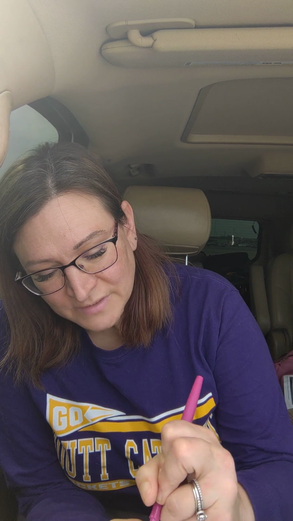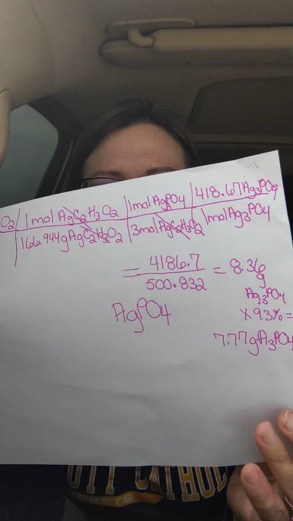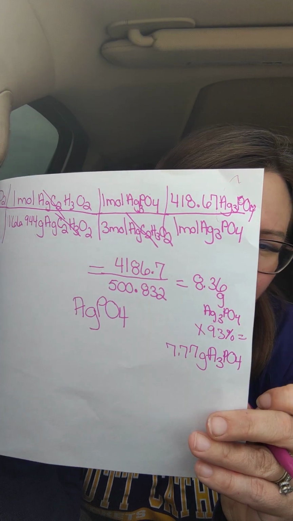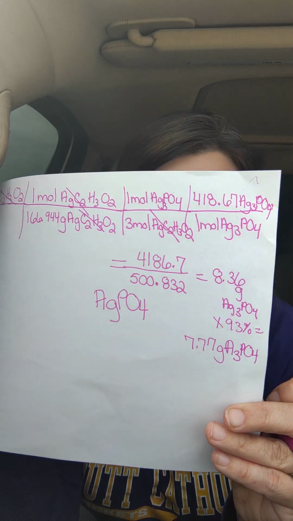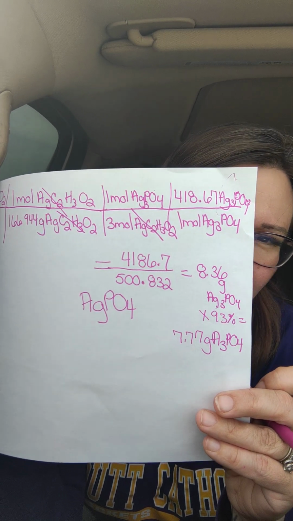So we know since it's a product, we're going to have to multiply it by that 93% yield. So we take 8.36 times 93%, and it's going to give us 7.77 grams of silver phosphate. Alright. So since it was a product, we had to multiply it by the yield, which was 93%. Alrighty.